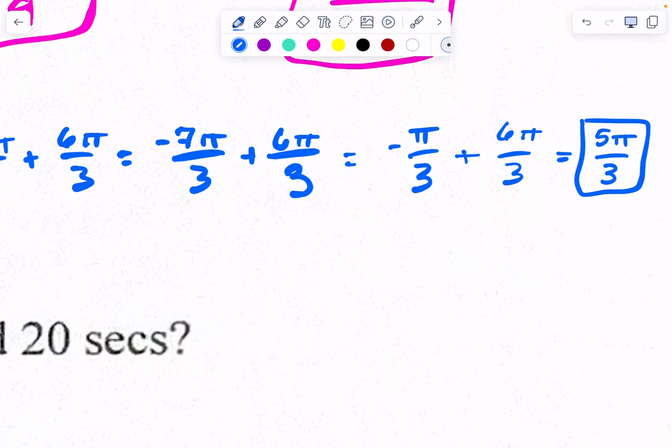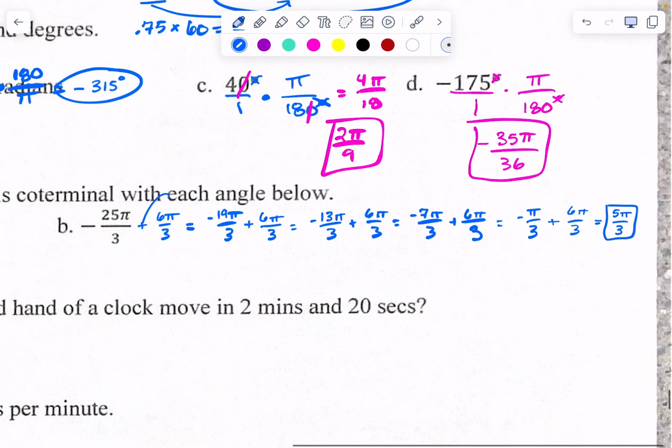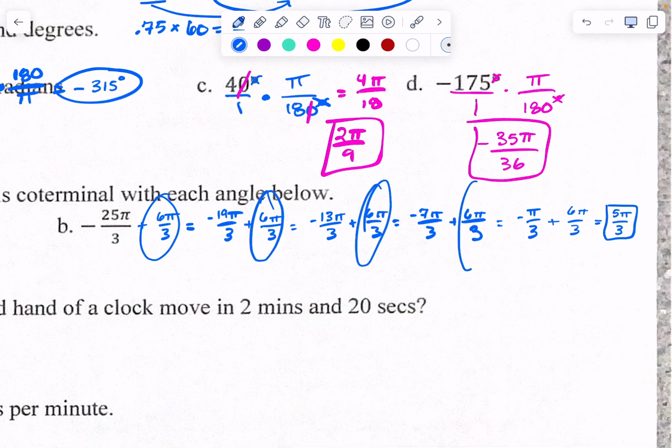How many 6 pi's did you add? We added 1, 2, 3, 4, 5. Huh. That's a lot.